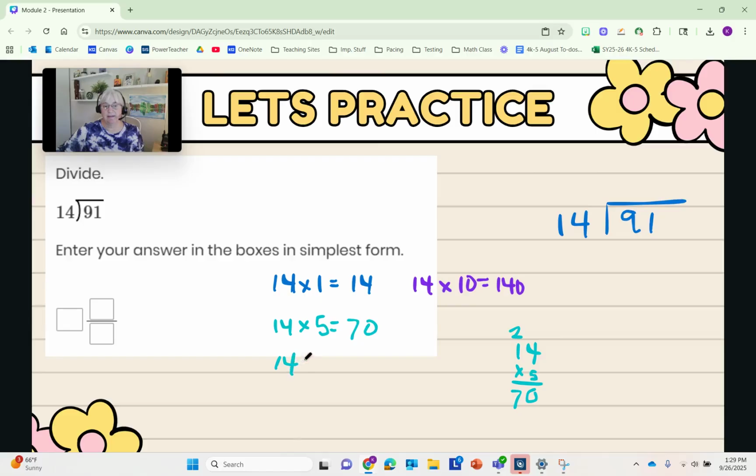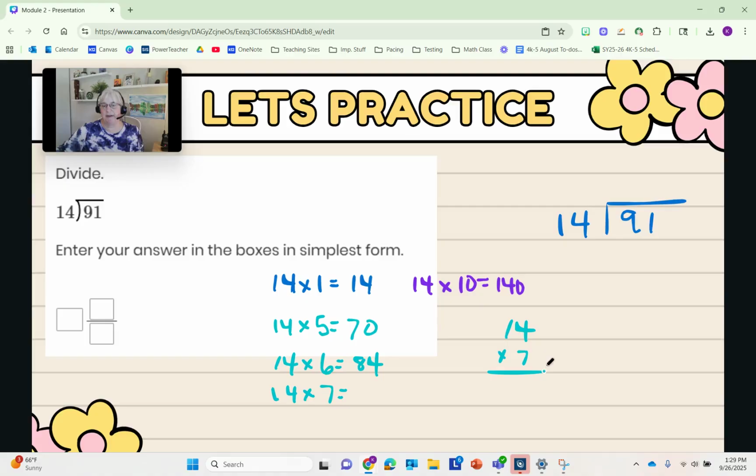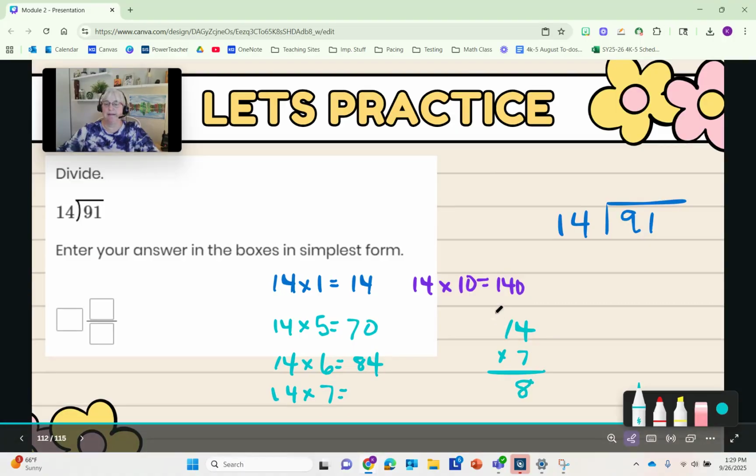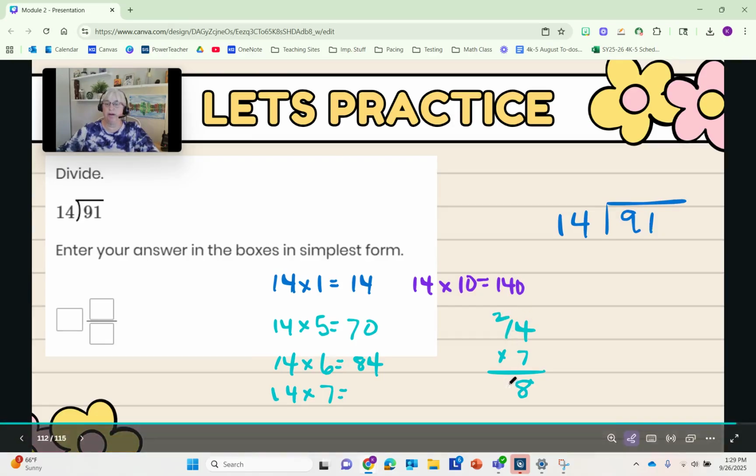14 times 6. Well, I know that that would just be adding 14 more to 70, and that's easy to add. That's 84. All right, 14 times 7. I don't know that one, so let me write it out. 14 times 7. Oh, those 7 facts. Remember, you can use a multiplication chart if you want to. 7 times 4, 28. Write the 8, carry the 2. 7 times 1 is 7, plus 2 more is 9, 98. So that is too much.